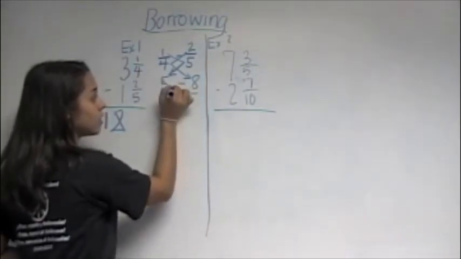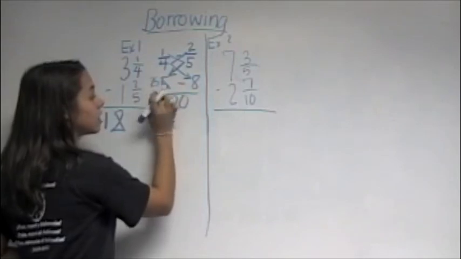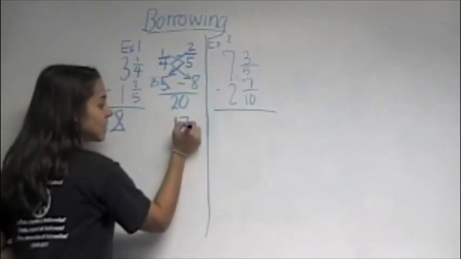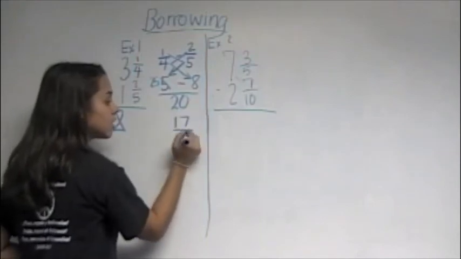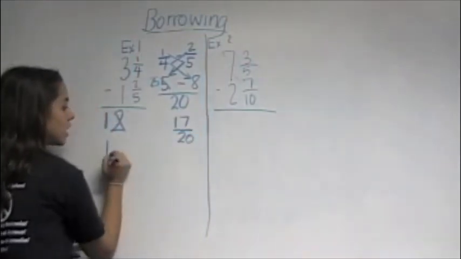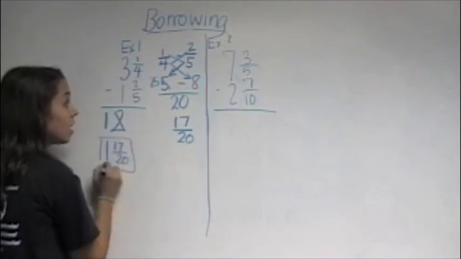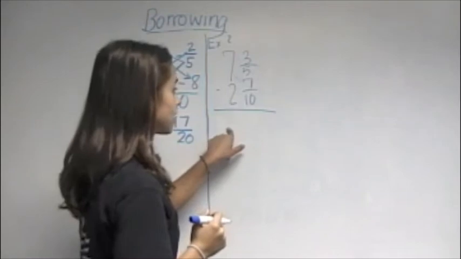20 plus 5 is 25. 25 minus 8 we can do. 25 minus 8 is 17, and then we put it over our denominator. So we now have 1 and 17/20.